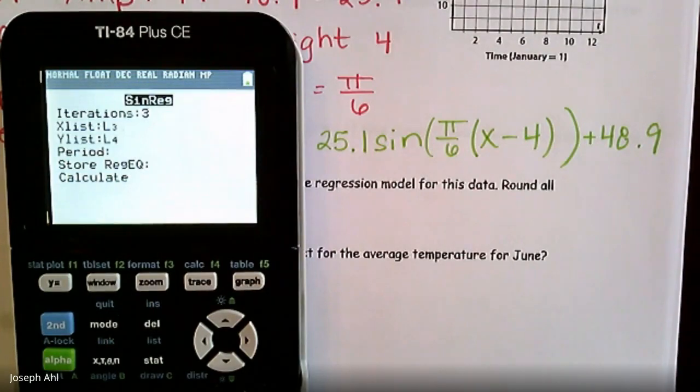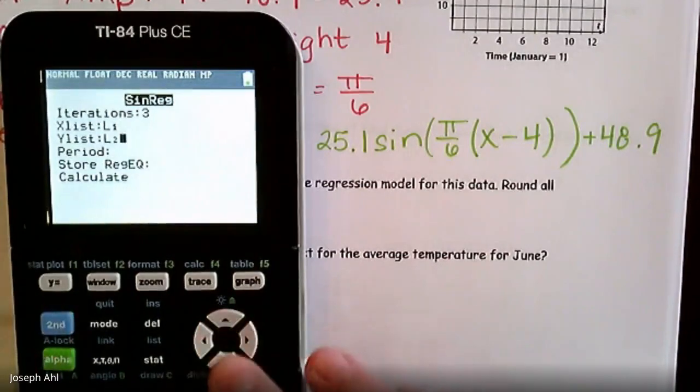And I guess that would ensure the most accurate model, the more times it runs through this process of calculating the regression. However, it does take more time the more iterations that you have. So go ahead and just leave it at 3. I'm going to do L1 and L2 here.